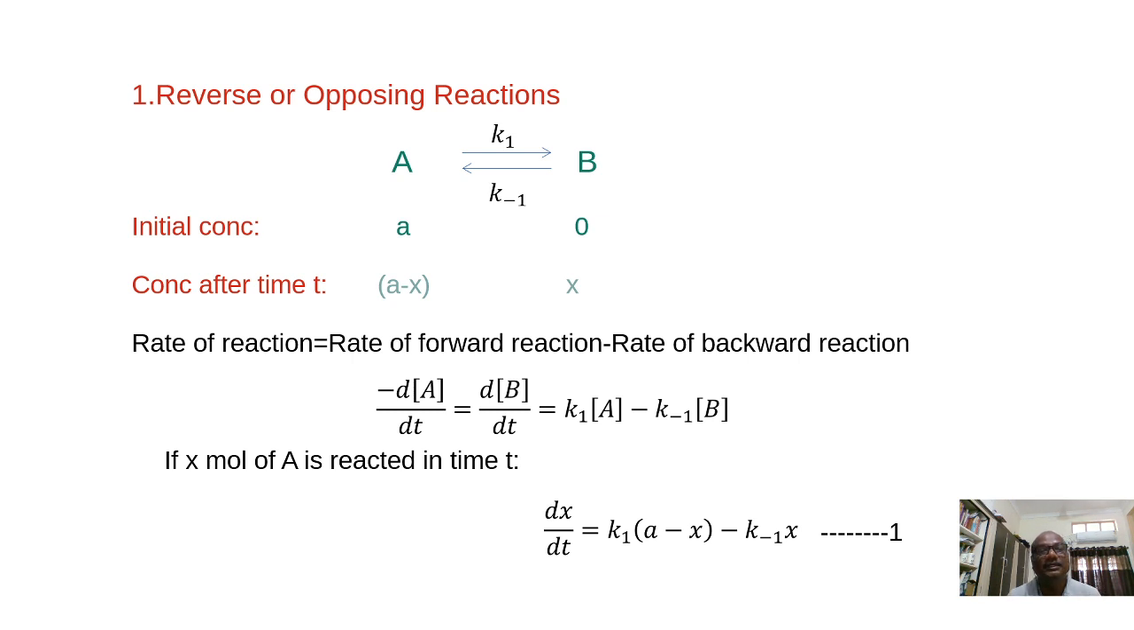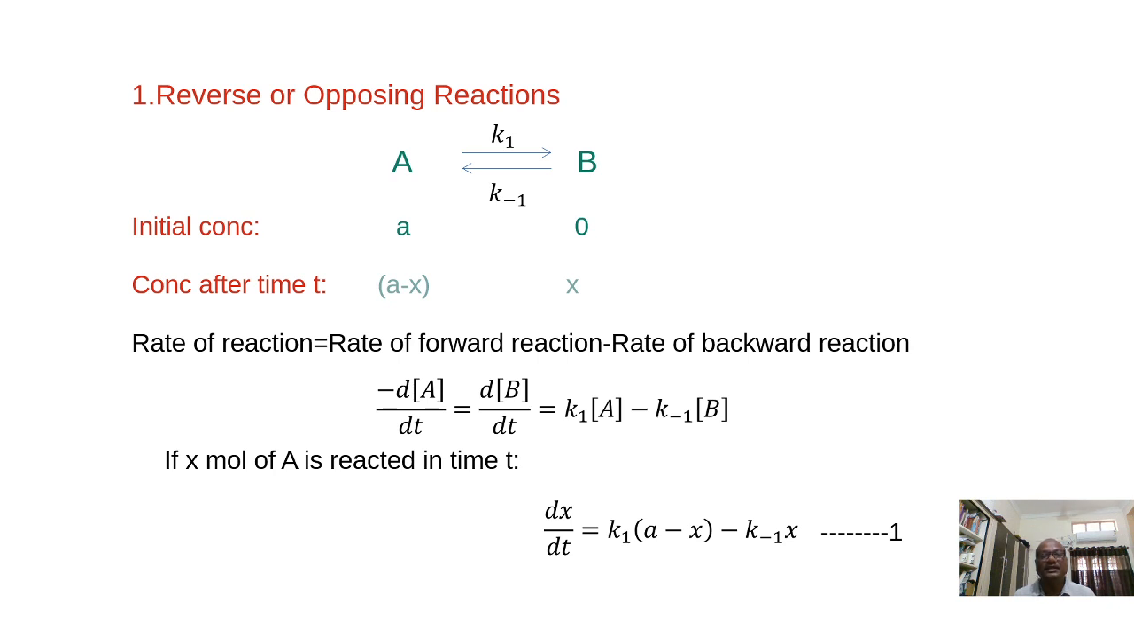Let us discuss the reverse or opposing reactions. Let's consider a reversible reaction. A gives B. A converts into B in the forward reaction and B converts into A in the backward reaction. So it is a reversible reaction. The rate constant of the forward reaction is given by K1, whereas the rate constant of the backward reaction is represented by K minus 1. Both of these forward and backward reactions take place simultaneously.